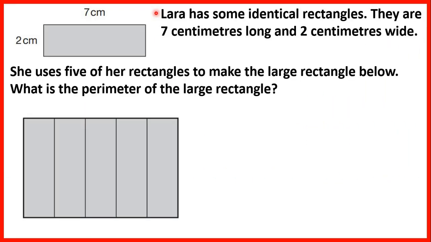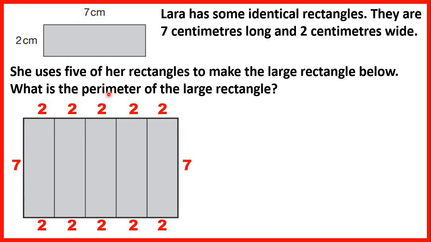Lara has some identical rectangles. They are 7 centimetres long and 2 centimetres wide. She uses 5 of her rectangles to make the large rectangle below. What is the perimeter of the large rectangle? So we can write what we know onto our diagram. We know that the shorter sides are 2 centimetres and the longer sides are 7.